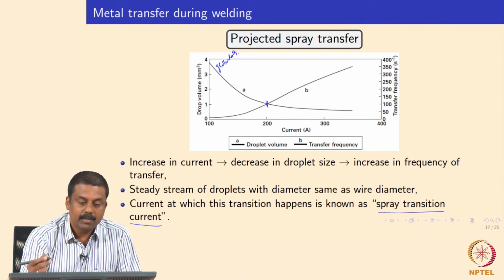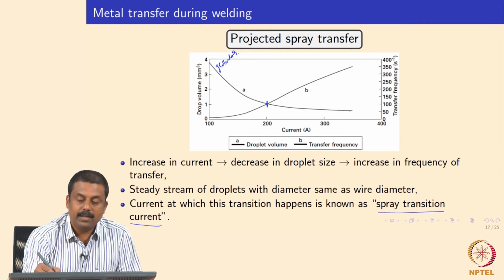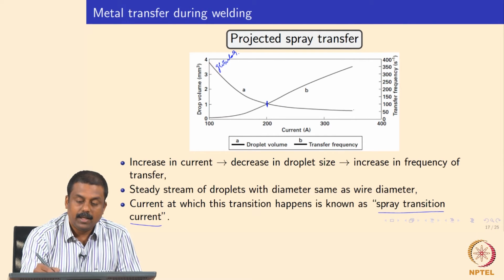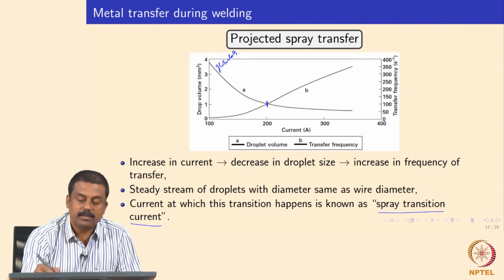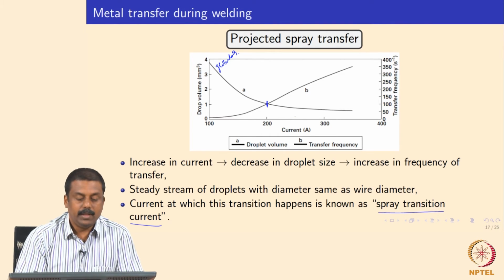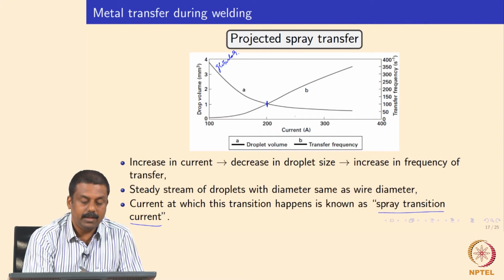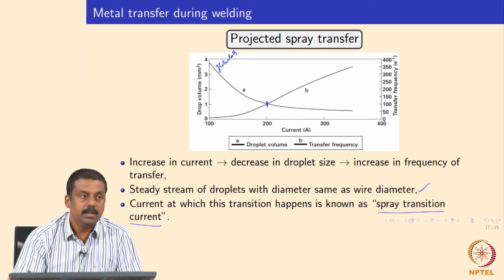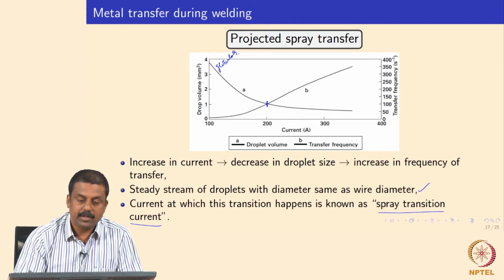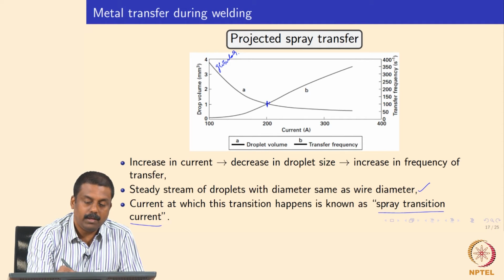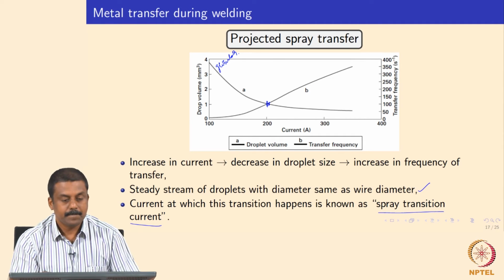in a spray mode. So if you further increase the current, obviously you also increase the melting rate, that will lead to the jetting spray mode. Of course, your productivity will increase, but your process stability can be affected significantly. Okay, so the ideal situation of the transfer is when a steady stream of droplets with the diameter same as the welding wire diameter transfers from the electrode tip to the workpiece. So that is the stable condition we always aim for, and that happens generally just above your spray transition current.